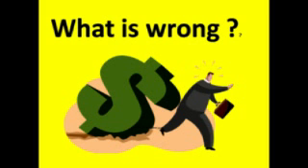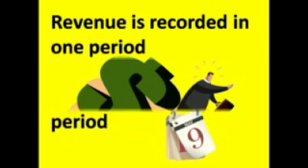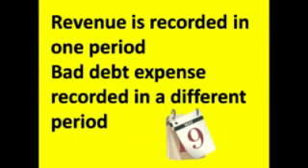The figures for the year suddenly look awful. Massive expenses and a big reduction in assets. But is it really like this? What has gone wrong? The revenue has been recorded in the previous period. The bad debt expense is being recorded in the current period. Now, can you see that timing difference at play here?